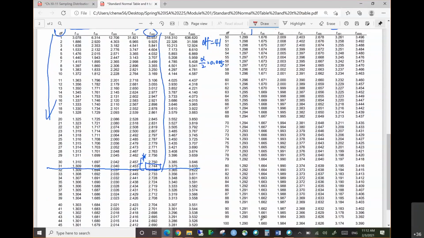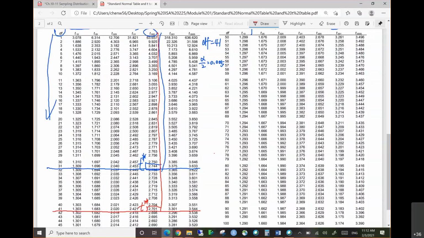So what will be the t star? It's 2.701. All right. How did you find it? The degree of freedom is 41, and alpha divided by 2 is 0.005, right? Combined together, that would be this, which is our t star, 2.701, right?